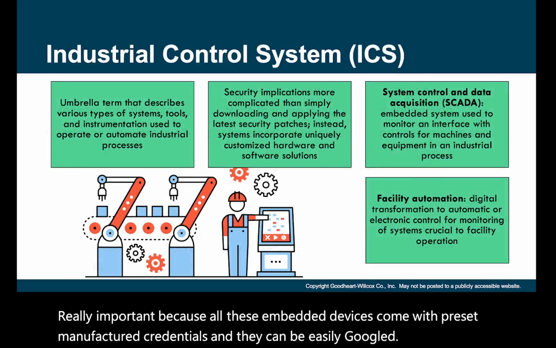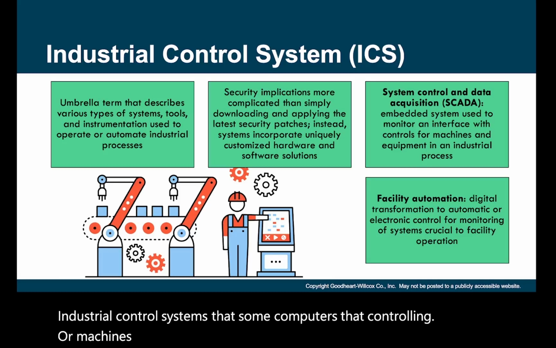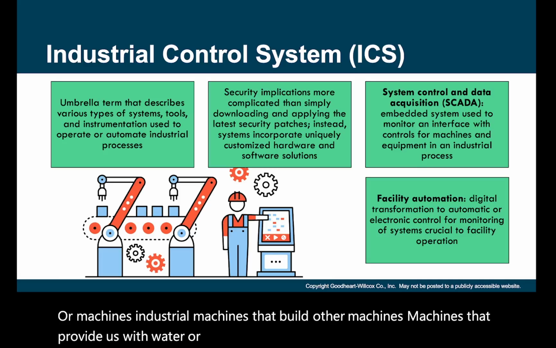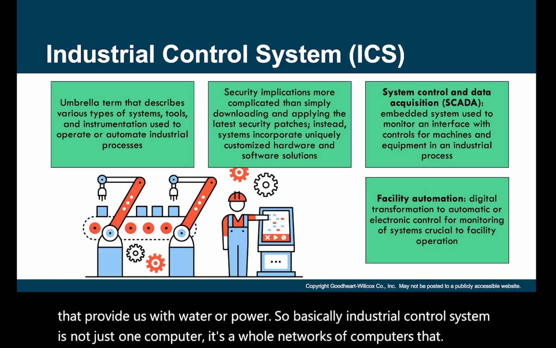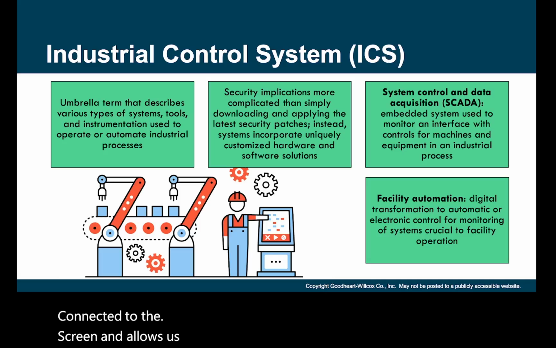Industrial control systems are computers controlling machines in industry, machines that build other machines, machines that provide us with water or power. So a basic industrial control system is not just one computer. It's a whole network of computers connected to a screen that allows us to monitor and control through that screen.